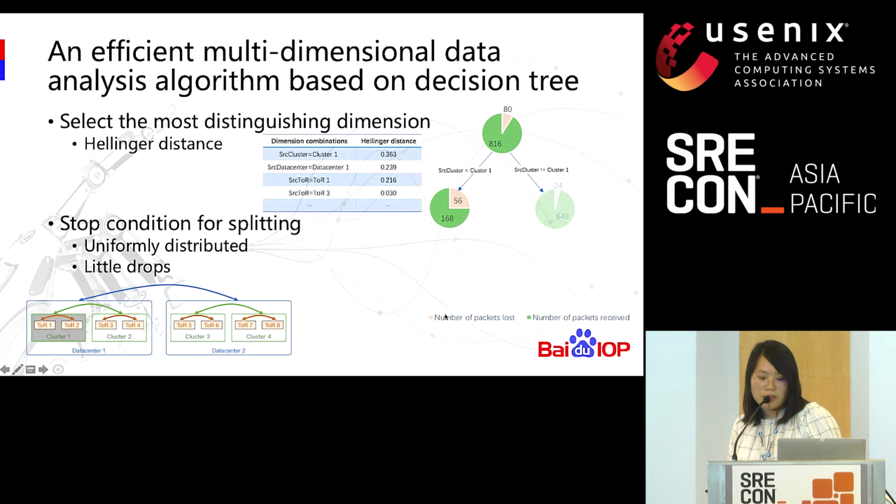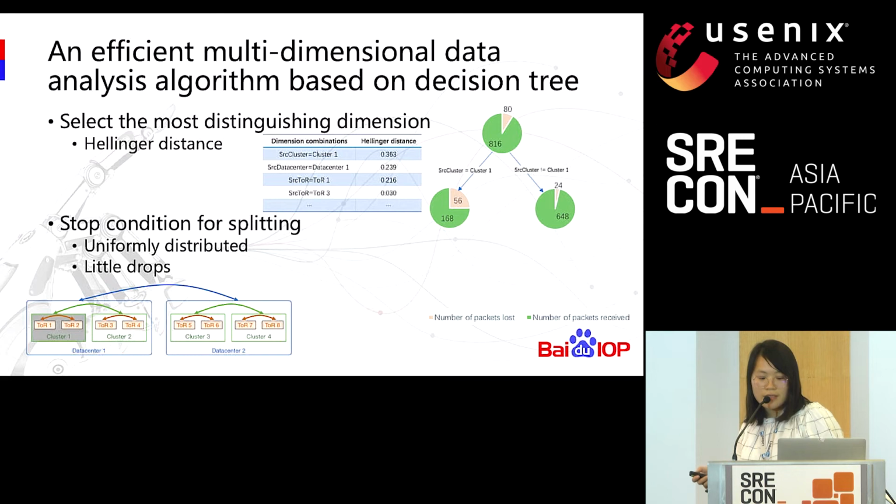Here are the probing results. The number of packets received is 816, and lost is 80. The jobs is a little high, so now let's start to analyze where the jobs are concentrated. Firstly, we need to divide the samples into 2 groups by a dimension. If one group contains the most jobs, while another contains little after splitting, the dimension is a good choice. The bigger difference between the 2 groups is, the better dimension it is. Considering that Hellinger distance can quantify the similarity between 2 probability distributions, we select dimension based on Hellinger distance.